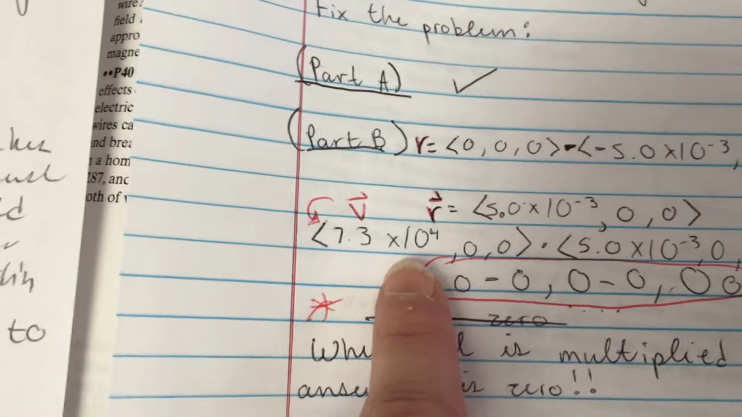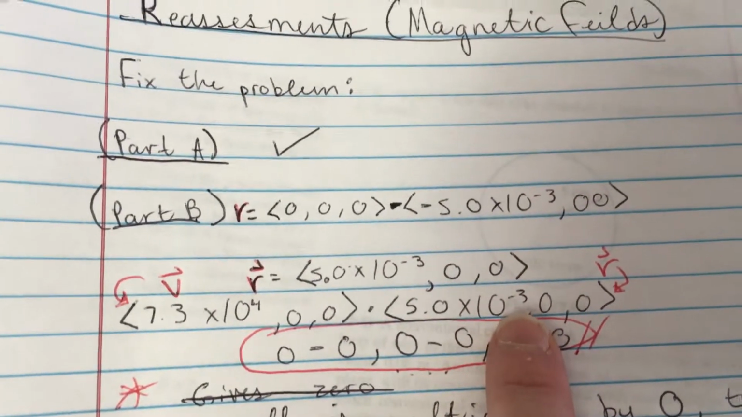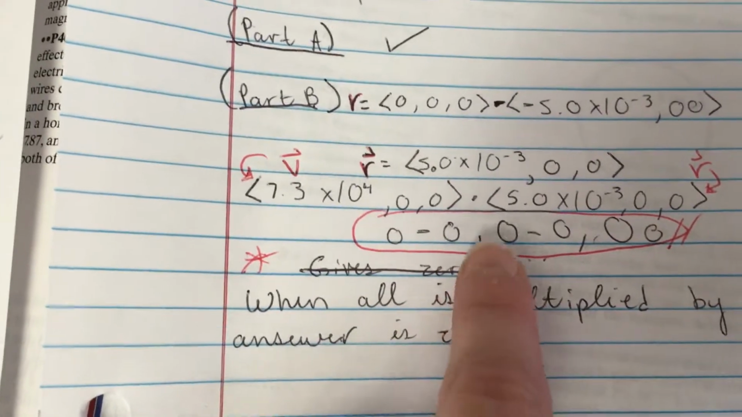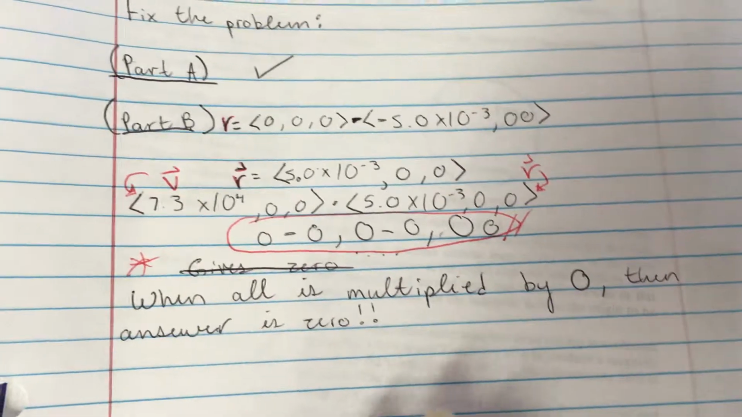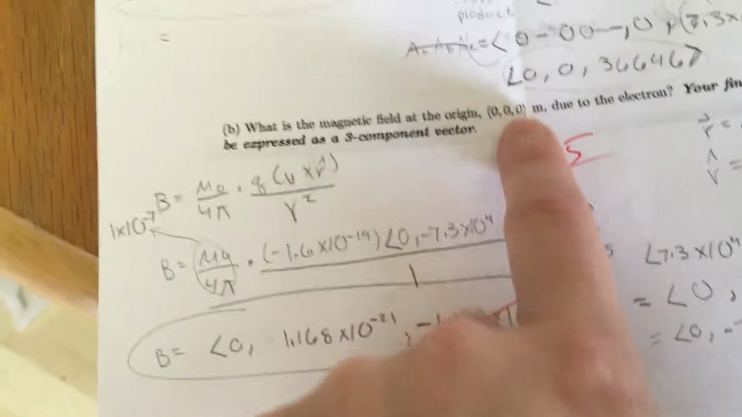I then did the dot product of the velocity times the R. That gave me 0, so when all is multiplied out by 0, the answer would be 0. So that means the magnetic field at the origin would be 0 due to the electron.